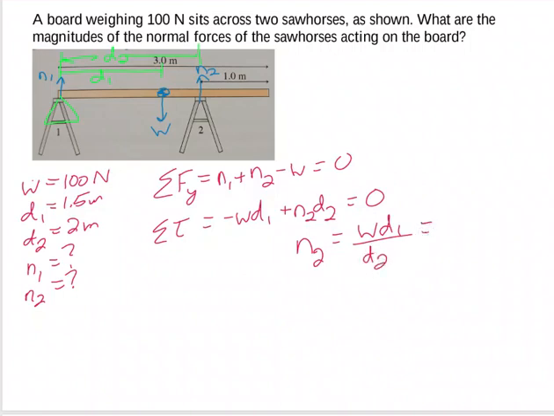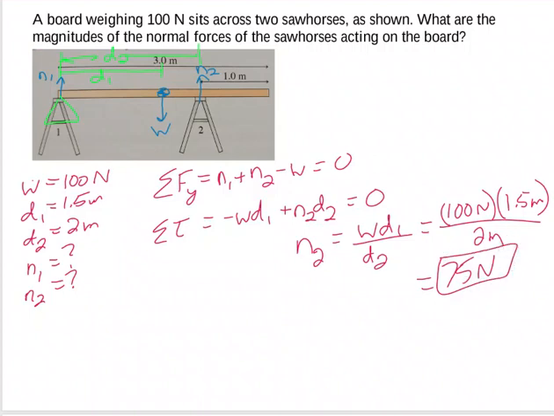So N2 equals the weight, 100 newtons, times D1, 1.5 meters, divided by D2, 2 meters. I notice that meters is gone and I'm just left with newtons. Also, I have 100 divided by 2, which is 50. So I have 50 times 1.5, which is 3 halves, so 50 times 3 divided by 2. I get 75 newtons for N2.